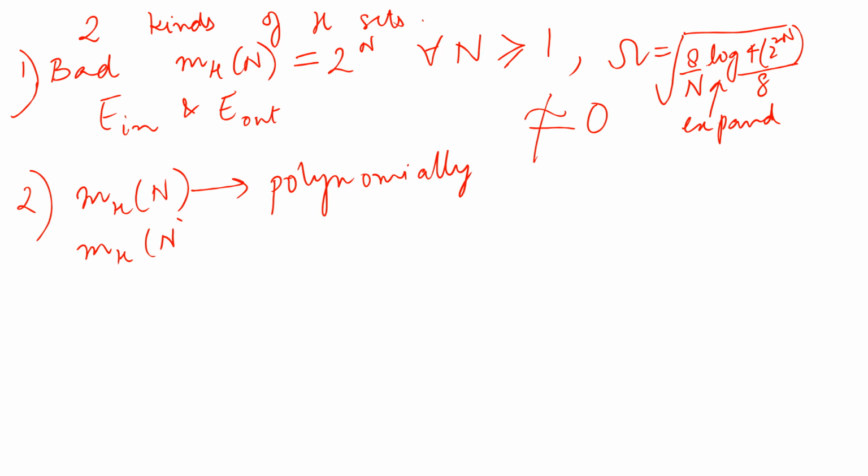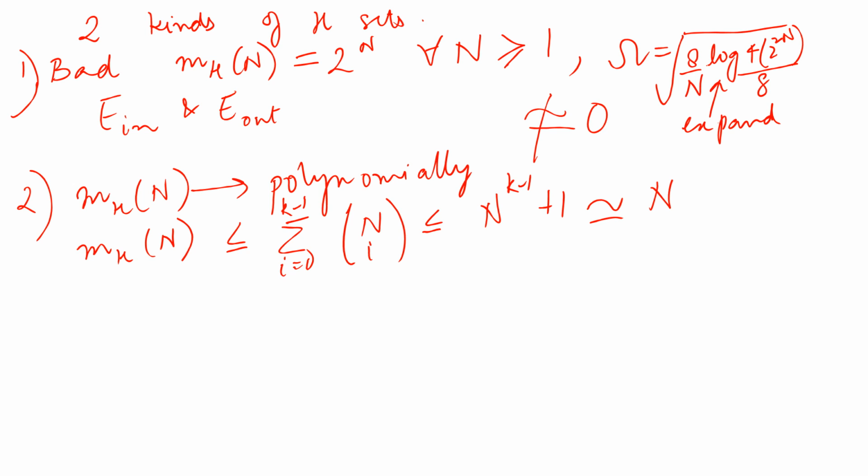The growth function m_H(n) is less than or equal to the sum from i equals 0 to k minus 1 of n choose i, where k, remember, is the breakpoint. We looked at this. It is again less than or equal to n^(k-1) plus 1, and of course 1 is a constant, so we can say this is almost equal to n^(k-1), where k is a breakpoint, basically the number of data points that the hypothesis set cannot shatter, right? If we substitute this value, n^(k-1), into omega, let's try doing that.